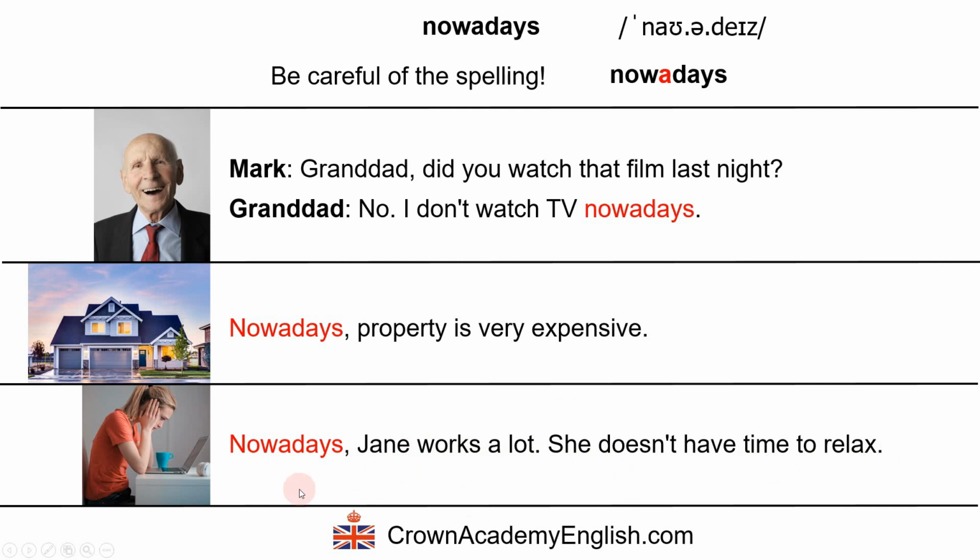So if we have a new situation in the present, okay, if something in the present is different to the past, then we can use the word nowadays. Okay, so granddad used to watch TV, but he doesn't watch TV nowadays. Property used to be cheap, but nowadays property is very expensive. Jane used to have time to relax, but nowadays Jane works a lot.